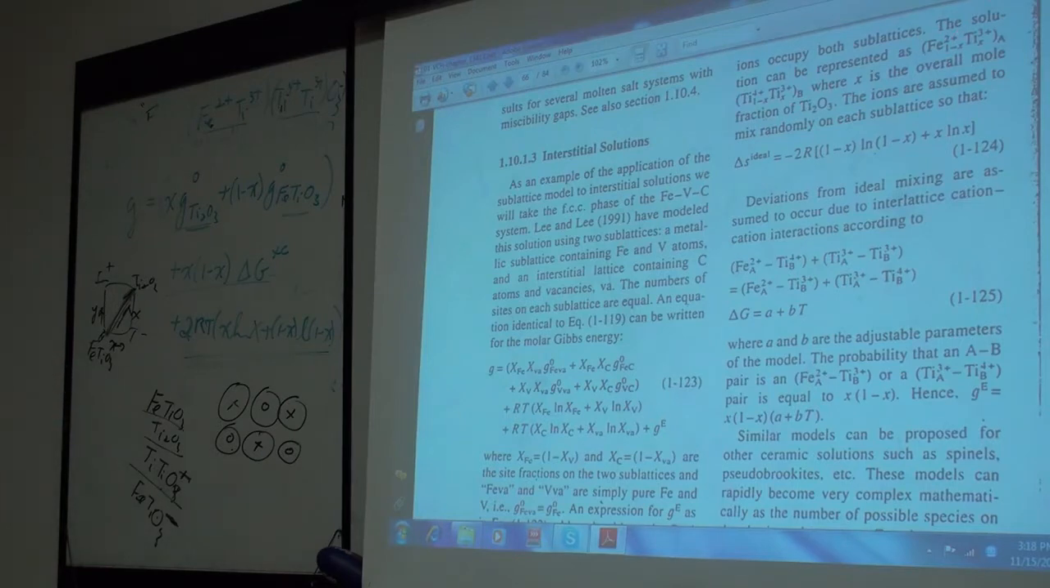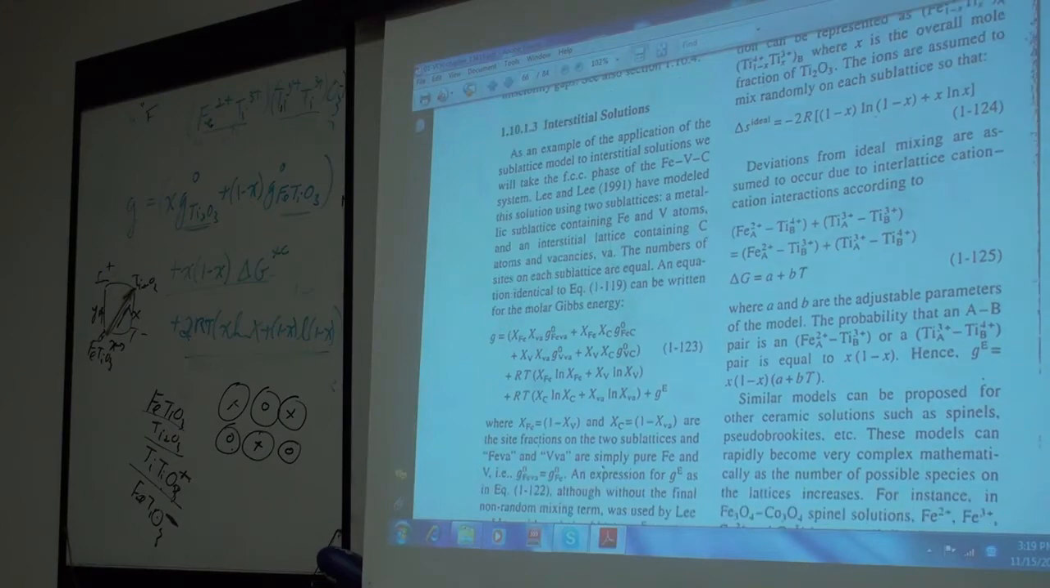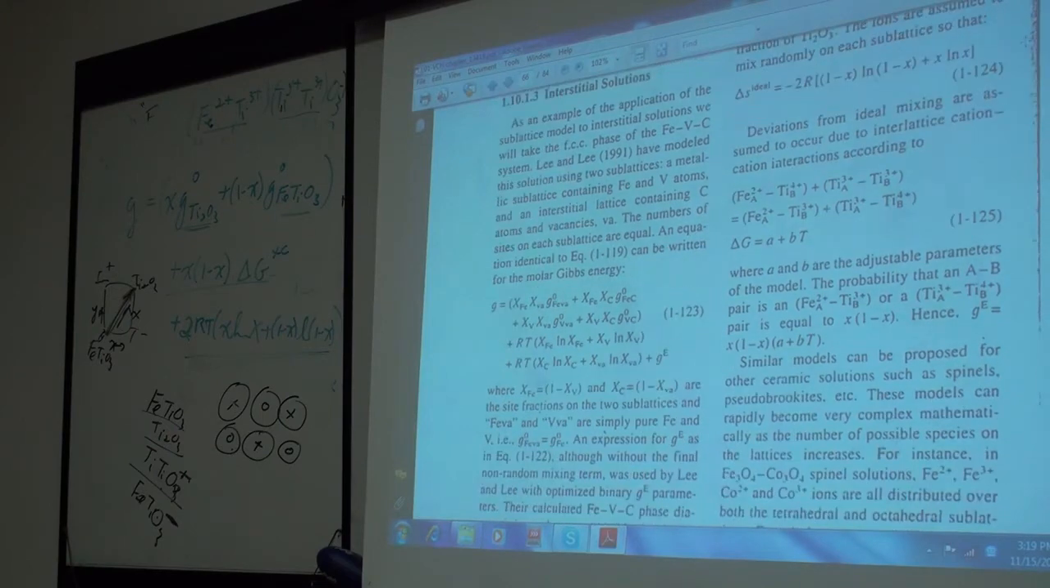You work the thing out. The probability that an AB pair is either this kind of pair or this kind of pair is equal to X times 1 minus X. And when you put the whole thing back in, you find that you get an excess Gibbs energy equal to X times 1 minus X times A plus BT. But A plus BT is the delta G exchange, so you're back to exactly the same result. But here you've had to use an actual model for this particular material. You had to know that.